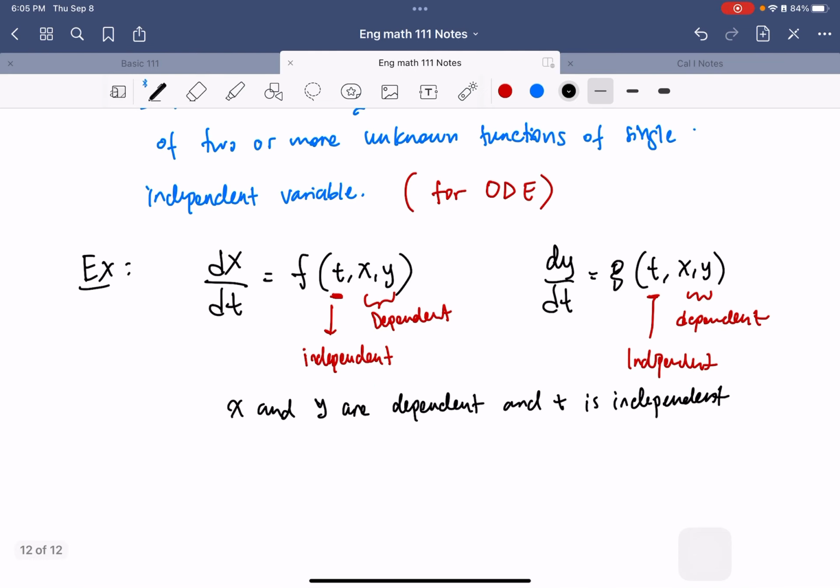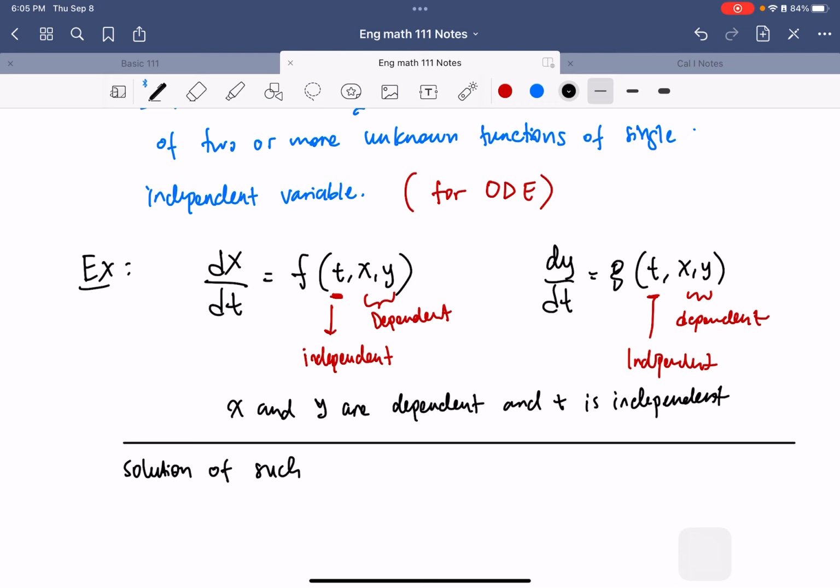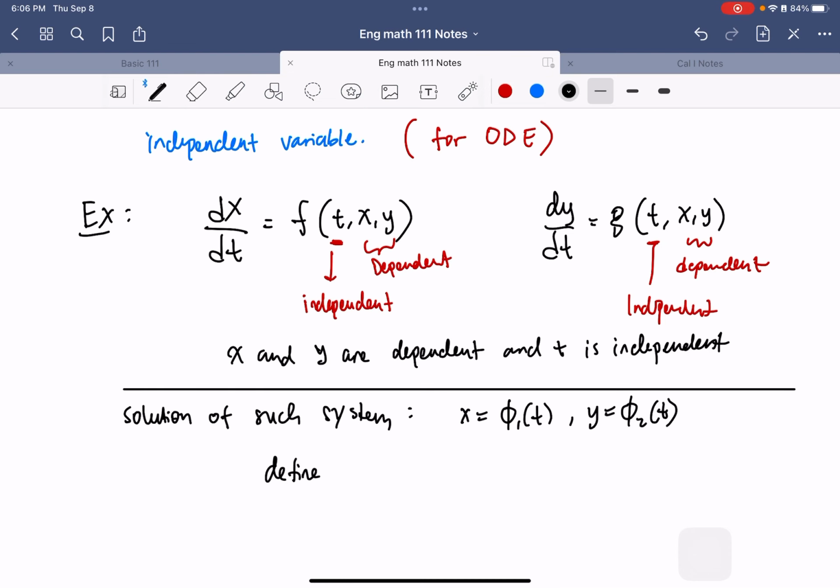Now from the system, we are going to find our solution. The solution of such a system, from this example, can be defined as a function x of t and y of t, defined on an interval I, that satisfy the equations. Okay, so this is what we are going to look for.